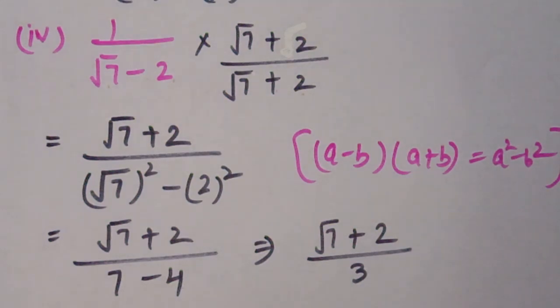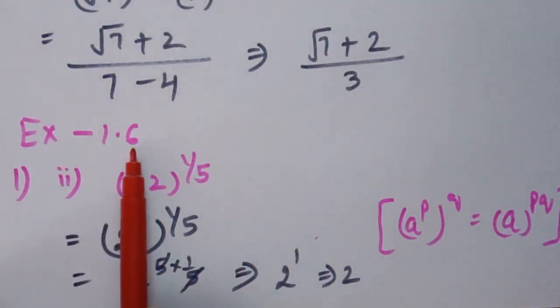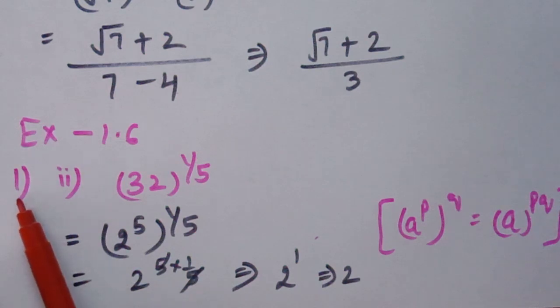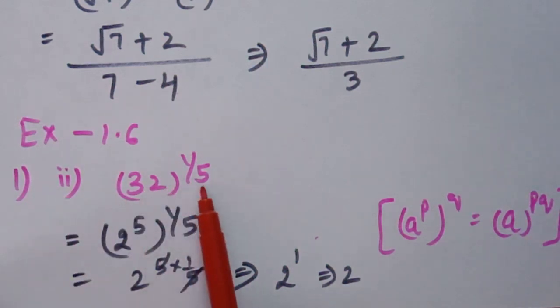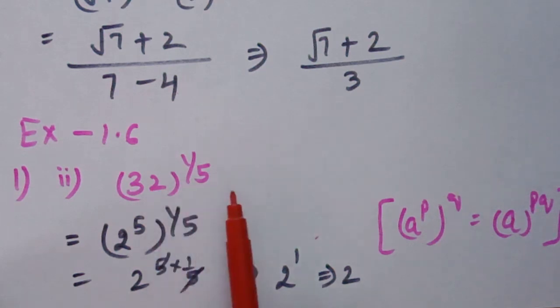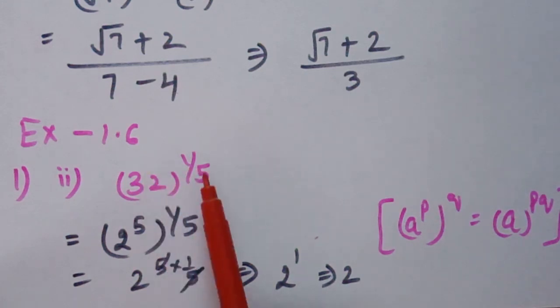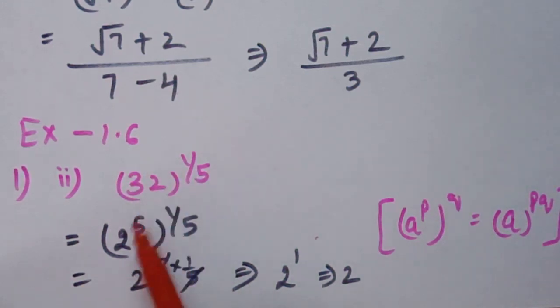Next is exercise 1.6. Exercise 1.6 is related to laws of exponent. I took the first question, second part, 32 raised to the power 1 upon 5. First of all, we have to change 32, with prime factorization, into a number which has power 5 because we want to cancel it. Sometimes it is not possible, but sometimes it is possible. With the prime factorization, I saw it is 2 five times. So can I write it like this? 2 raised to the power 5 and then the whole bracket raised to 1 upon 5.